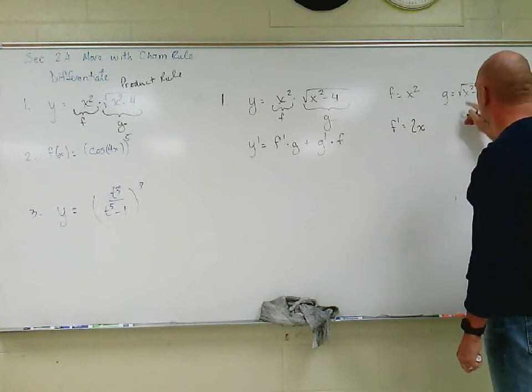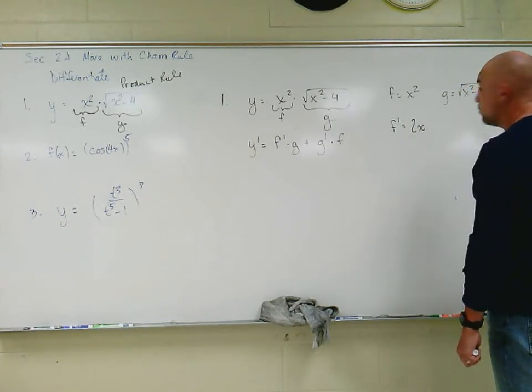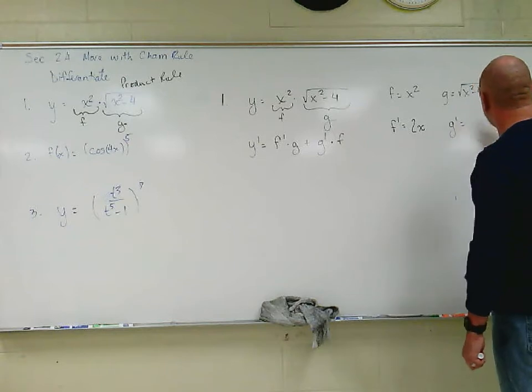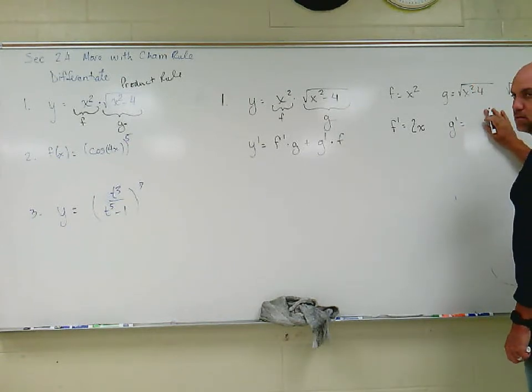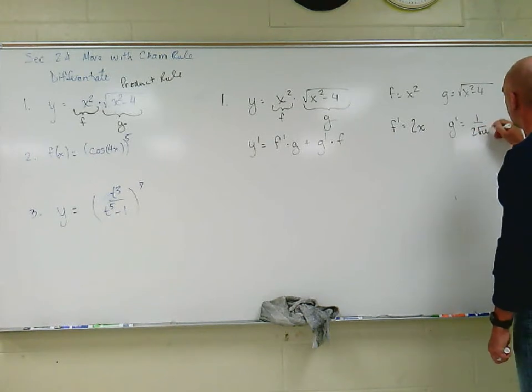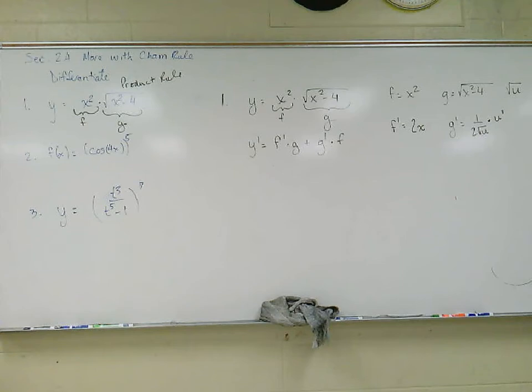2x, so that's done. Now this is technically the square root of u, because the inside is a function of x, and we wrote out a rule for the square root of u. So the derivative of the square root of u is what? 1 over 2 square root of u times u prime, because of the power rule. So you can see how it's kind of a substitution inside of a substitution.